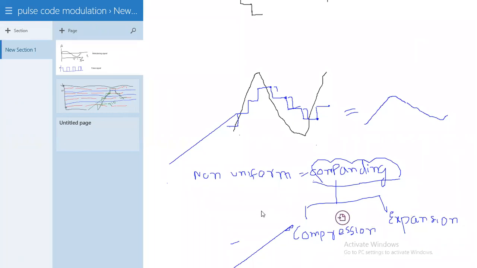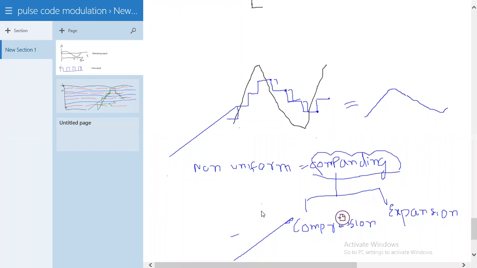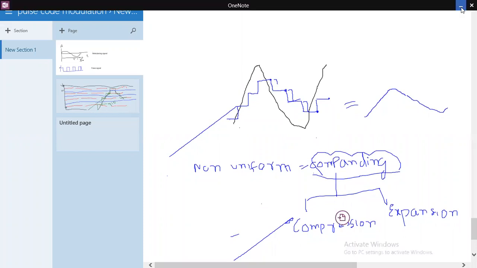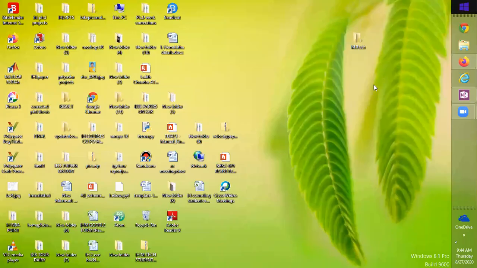Okay, are you understand the disadvantage of Emma? Are you understand the disadvantage of uniform quantization? Hello?